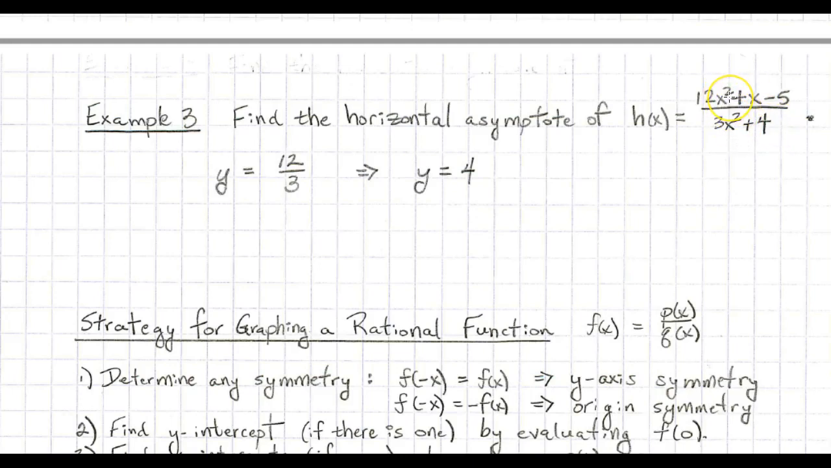The degree of the numerator is 2. The degree of the denominator is also 2. So you take their leading coefficients and divide them. 12 divided by 3 is 4. That is your horizontal asymptote. As x gets big, either positive or negative infinity in this case, the horizontal asymptote is 4.